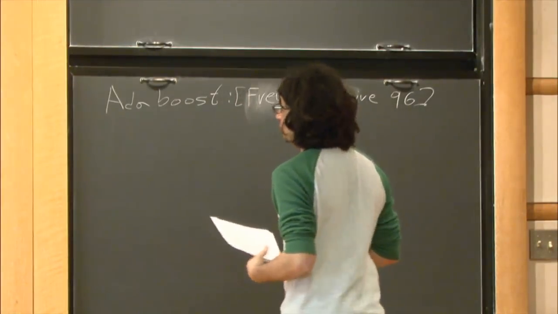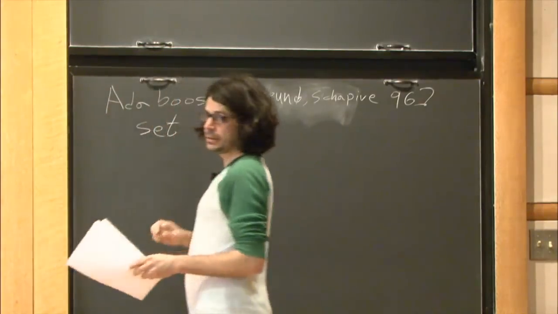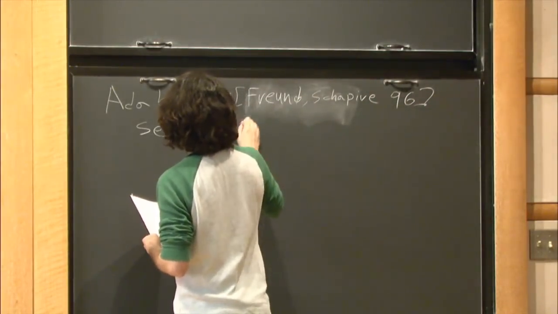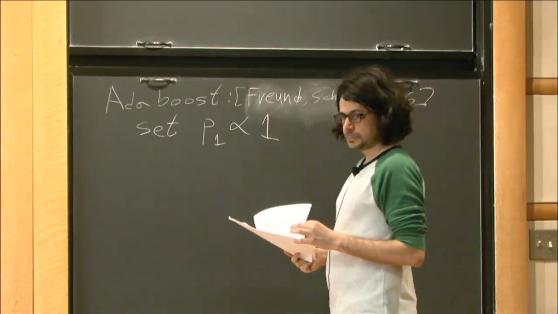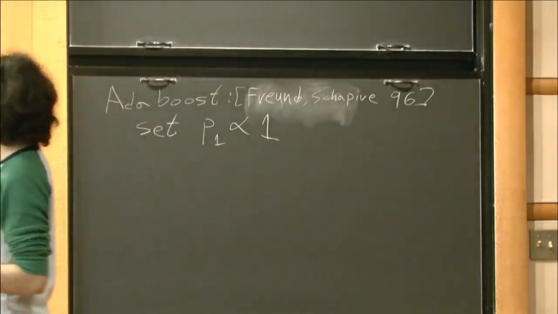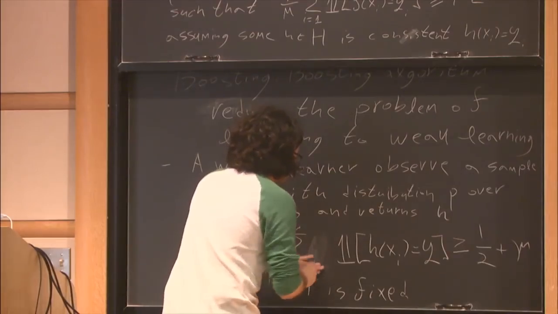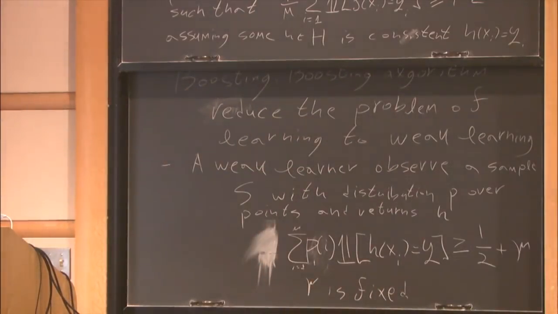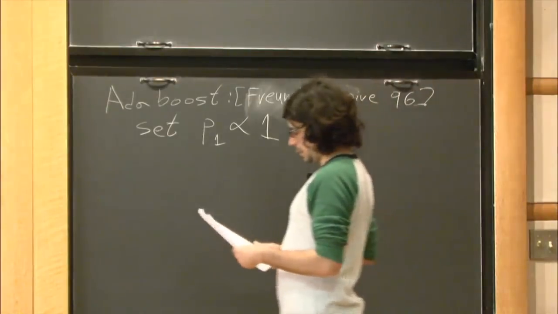Okay, so this is how the algorithm works. We start with a uniform distribution over our sample. So we start with P1, which is proportional to 1. Maybe I'll change the notation here to P of i. Okay, so we start with a uniform distribution, and now we do iterations.